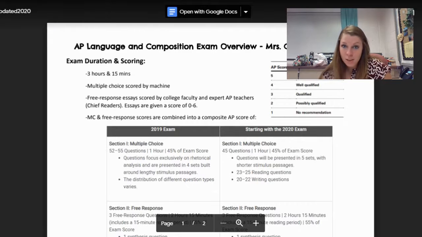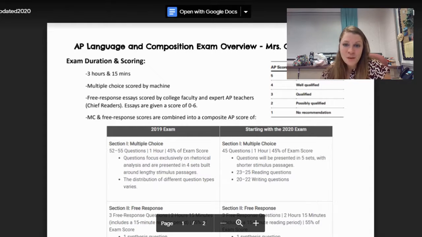Multiple choice is scored by a machine. The free response essays are scored by college faculty and expert AP teachers. They're called chief readers, and the essays are given a score of 0 to 6. The multiple choice and free response scores are combined into a composite AP score of 1 to 5. So if you do extremely well, you get a 5. If you do pretty well, you get a 3, and if you just totally bomb it, you get a 1.